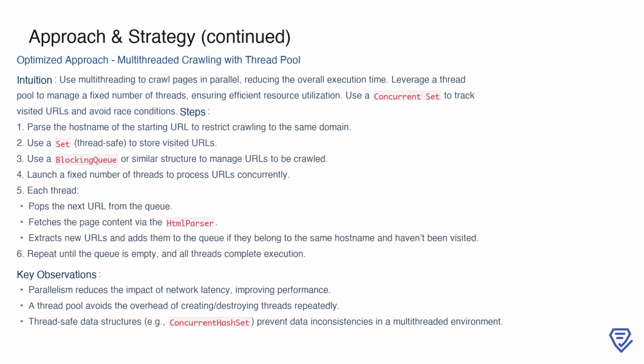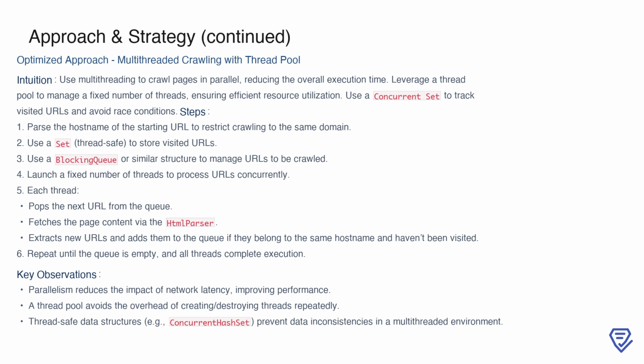By leveraging multi-threading, we can crawl pages in parallel, significantly reducing execution time. A thread pool allows us to manage a fixed number of threads, ensuring efficient use of resources while avoiding the overhead of repeatedly creating or destroying threads. To prevent issues in a concurrent environment, we use thread-safe data structures like a concurrent set to track visited URLs and a blocking queue to manage the URLs to be crawled.